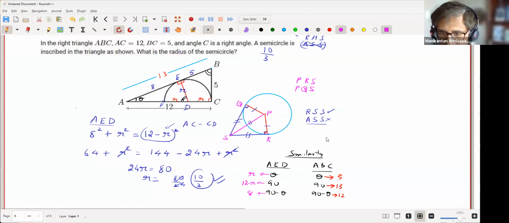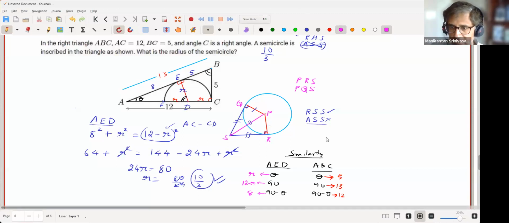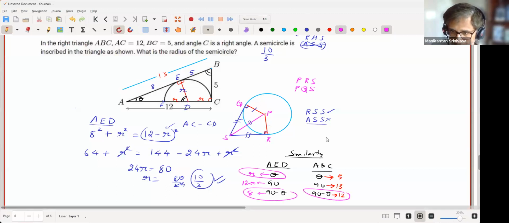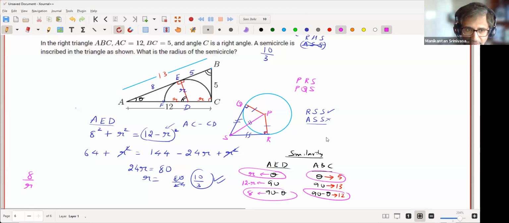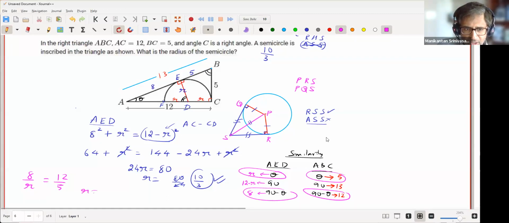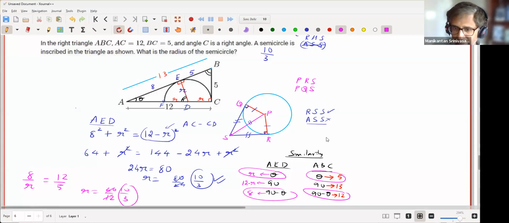Okay, now we can do it in multiple ways. You have to solve for R, right? So we can choose either; I can say this upon this is this upon this. So I can just say 8 upon R equals 12 upon 5. And that's it. So R is 40 upon 12. So 4 goes 10 times, 4 goes 3 times. He did something else. He did (12 minus R) upon 8, I think, whatever. You have multiple ways to do this.